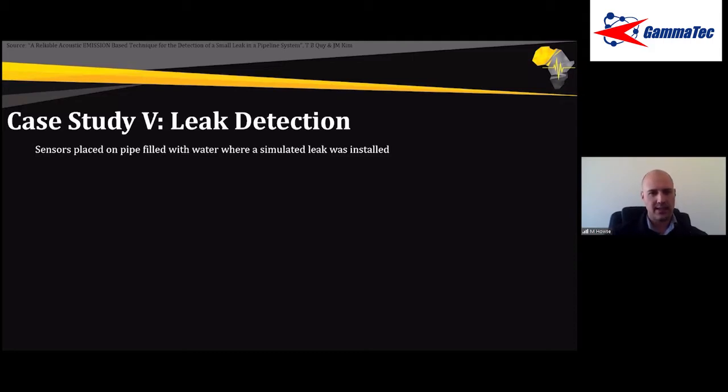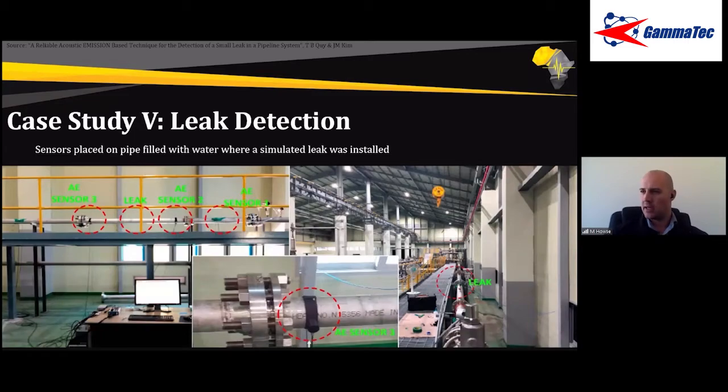Final case study here for leak detection. Just on a pipeline, we can detect through wall leaks out into atmosphere or through valve. In this case, it was through valve. A couple of sensors were attached to the pipeline and monitored accordingly. Now they had a flow meter on the leaking valve, which then could be correlated with the acoustic emission data.